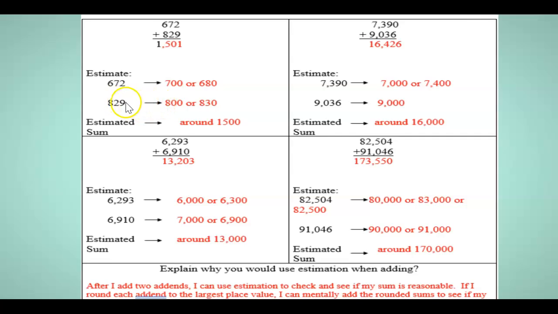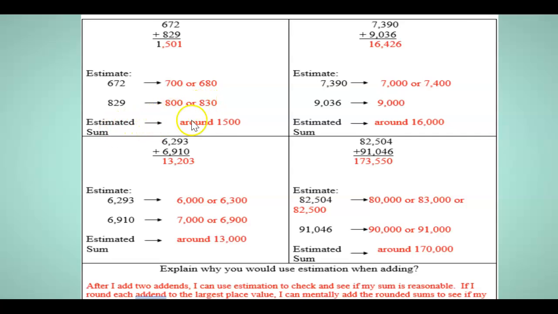829, our estimate for that one, to the nearest 100. Would it be closer to 800 or closer to 900? It's closer to 800, so you estimate it as 800. And for the tens place, the 2 is in the tens place, so 29 here would be closer to 30 or closer to 20? It would be closer to 30, so 830.